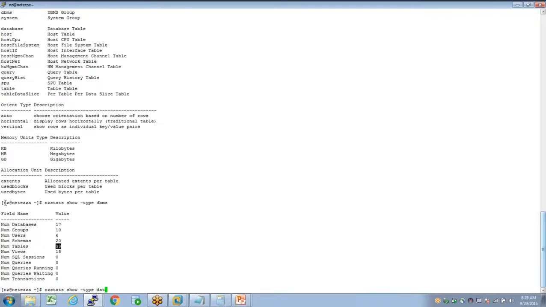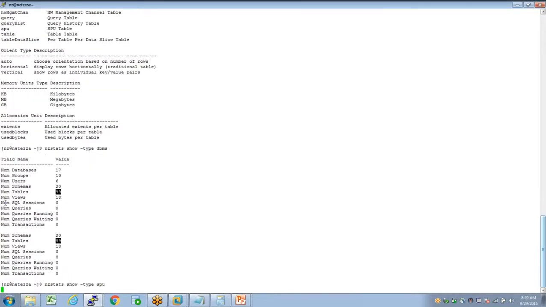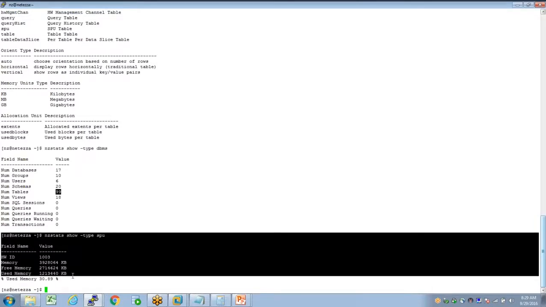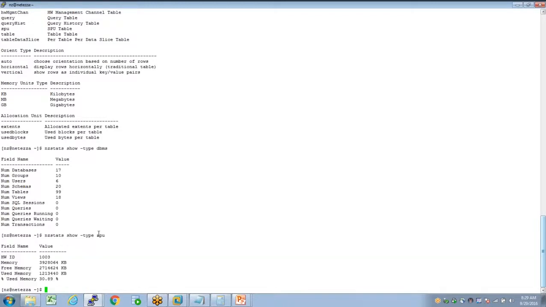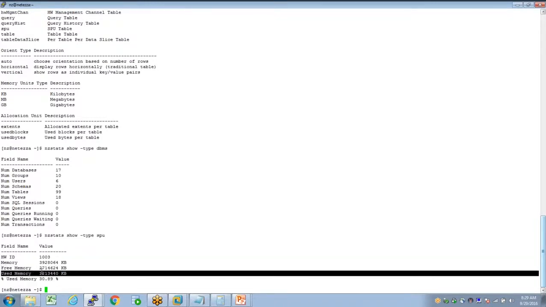Similarly, I talk about SPU. It tells how much memory is available at the SPU. You see the kind of information it is getting you. These are operational statistics, like how many databases you have, how many users you have, what your SPU is. I have only one S-blade. The S-blade memory is this much, and this is how much it is used so far.